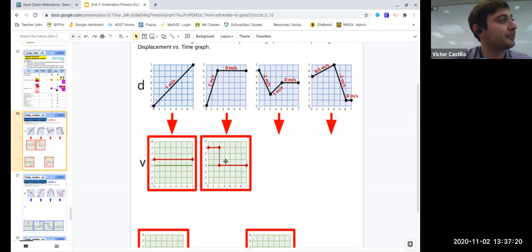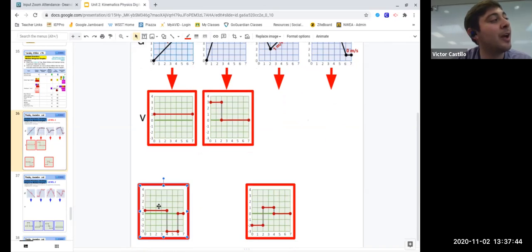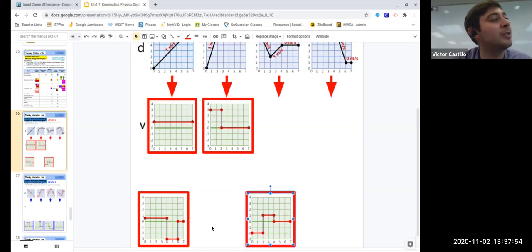How about the next one? The third graph right here. The slope starts at negative 2 meters per second, and then it increases to 1 meter per second, but then it stays constant at 0 meters per second. So we go from negative 2 to 1 to 0. So which velocity graph reflects that? Do you think it's the first graph or the third graph? The left graph or the right one? First, third, left, right. Which one do you think is the correct one?